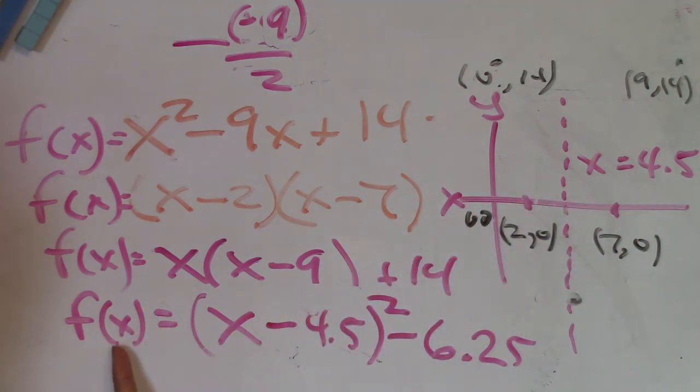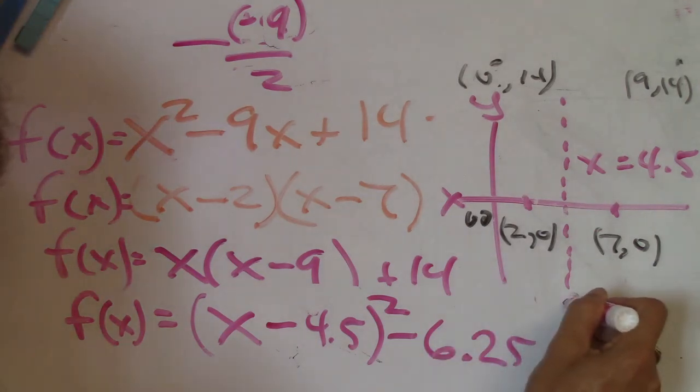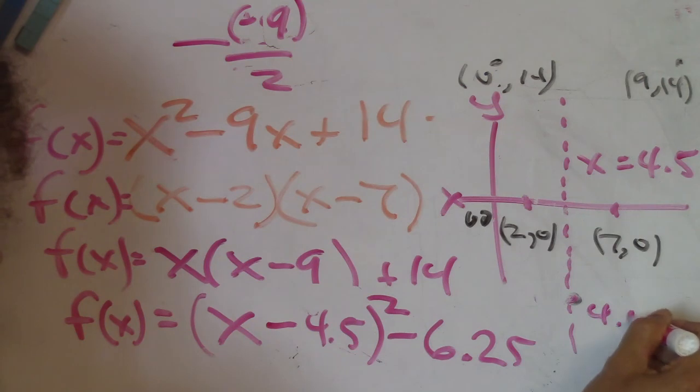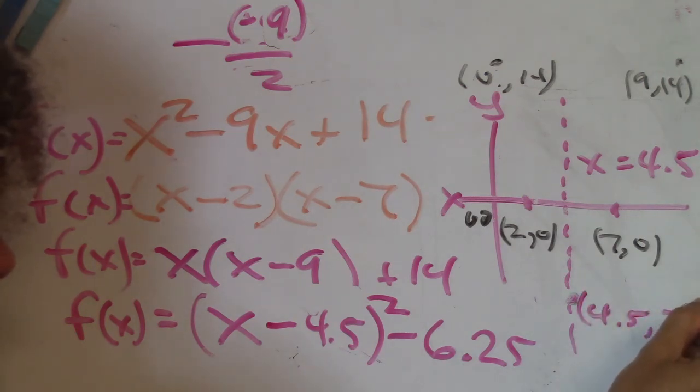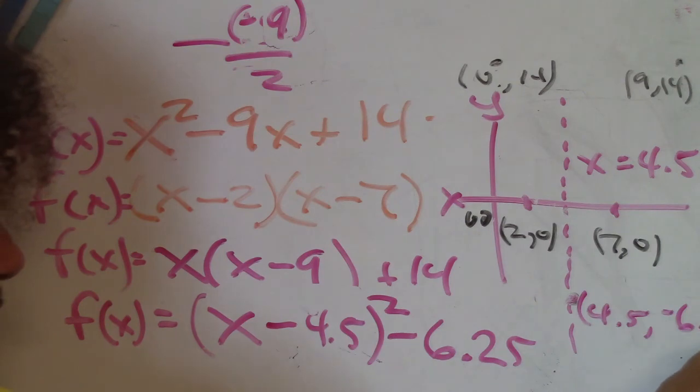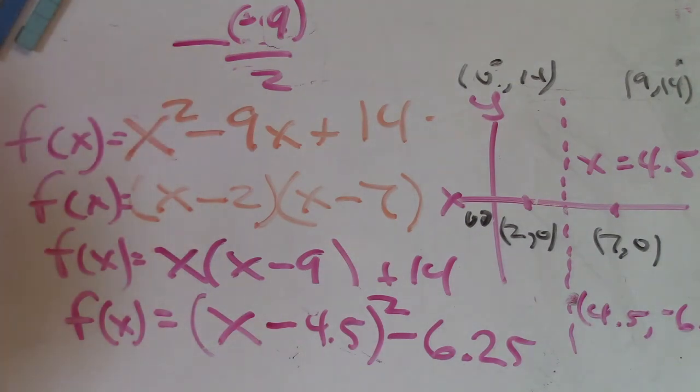Right? Right. And when x is, in this case, when I make this part 0, then the y is negative 6.25, which describes that point right here, which is 4.5, comma, negative 6.25. Did everything get on the screen?